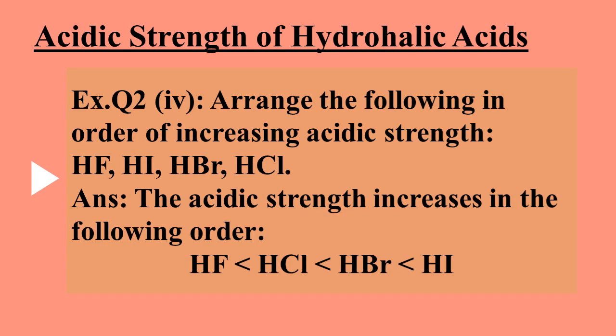Acidic strength of hydrohalic acids. This is also the answer of exercise question number 4 part 4, in which we have to arrange the hydrohalic acids in order of their increasing acidic strength. The acidic strength increases in the following order, in which HF, hydrofluoric acid, is the weakest acid, while HI, hydroiodic acid, is the strongest acid.